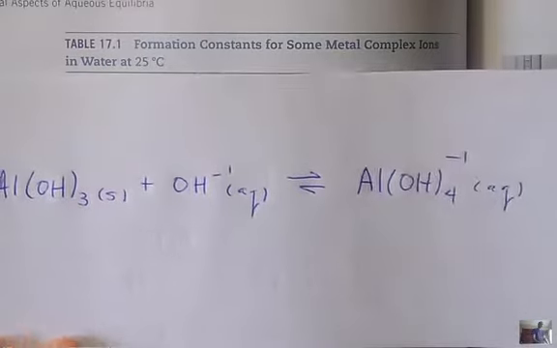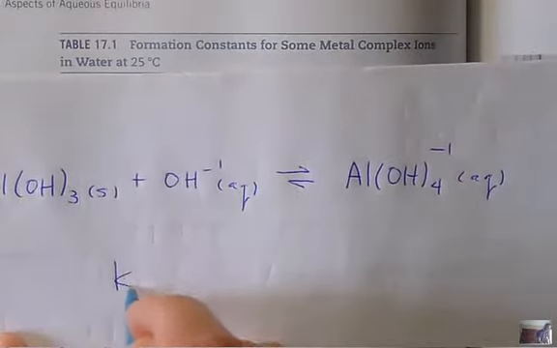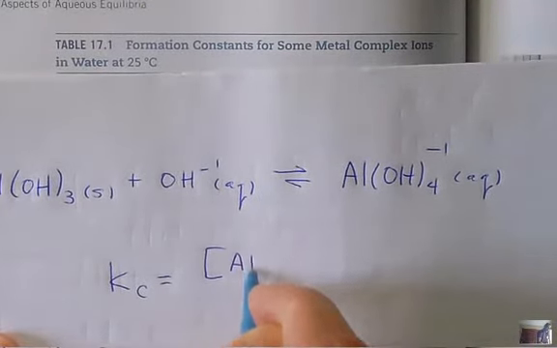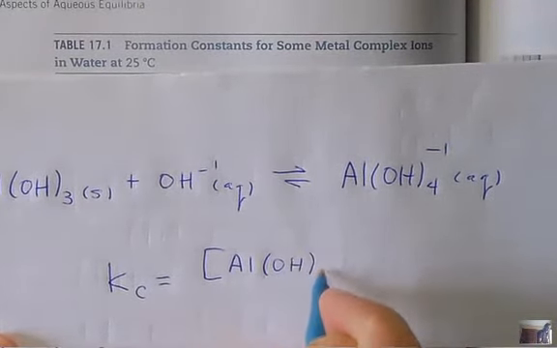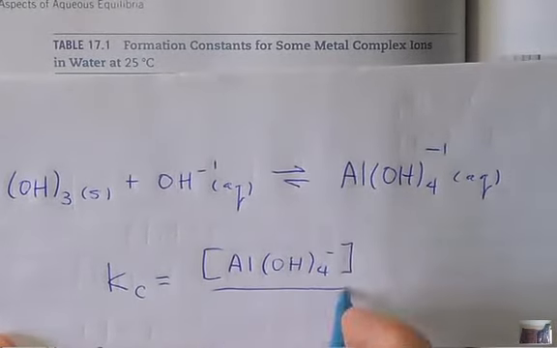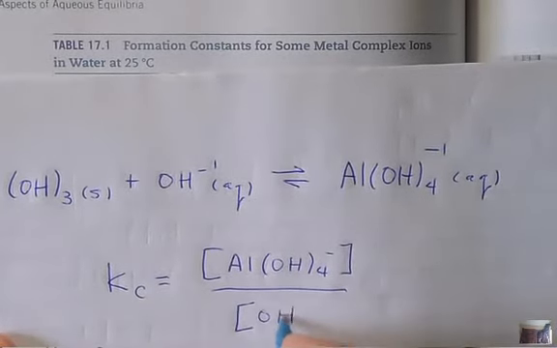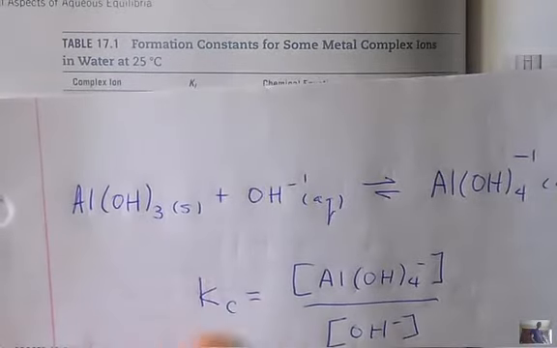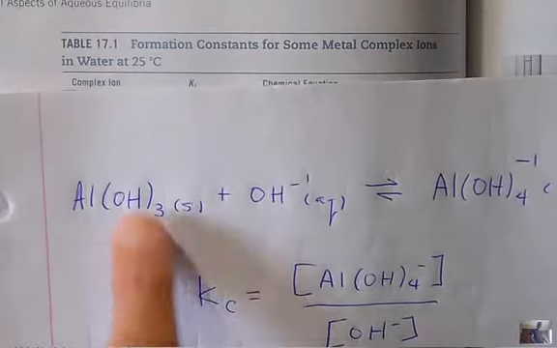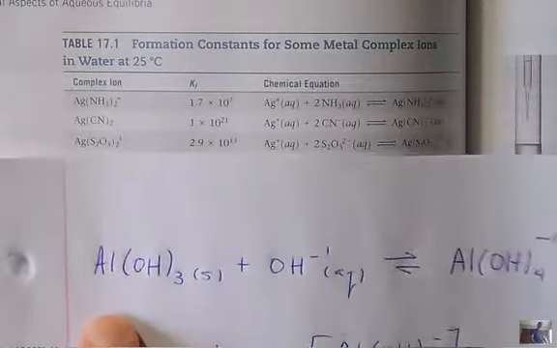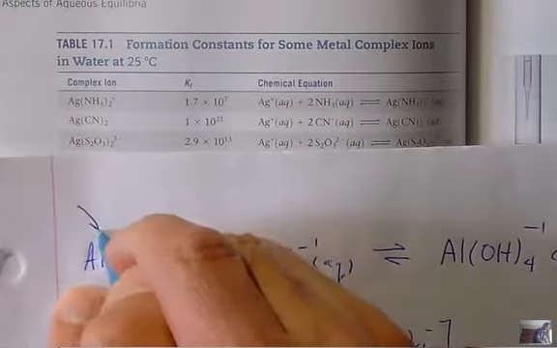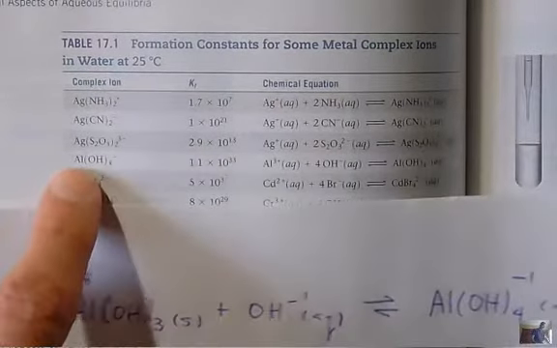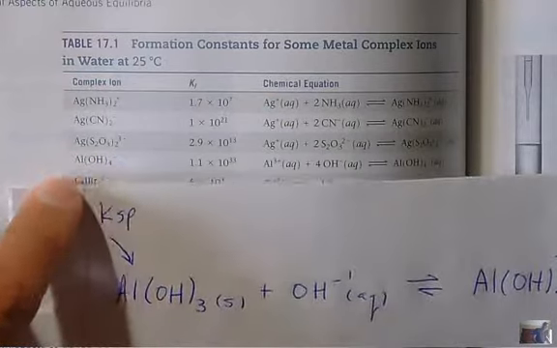Now this guy has a cool K, right? This guy's K is just one guy in the numerator. This guy's Kc is this guy in the numerator and this guy in the denominator, right? Because this is a solid, so I would leave it out. So try that out yourself. See if you can get Kc for this from the Ksp for this. Look up the Ksp for this and the Kf here.